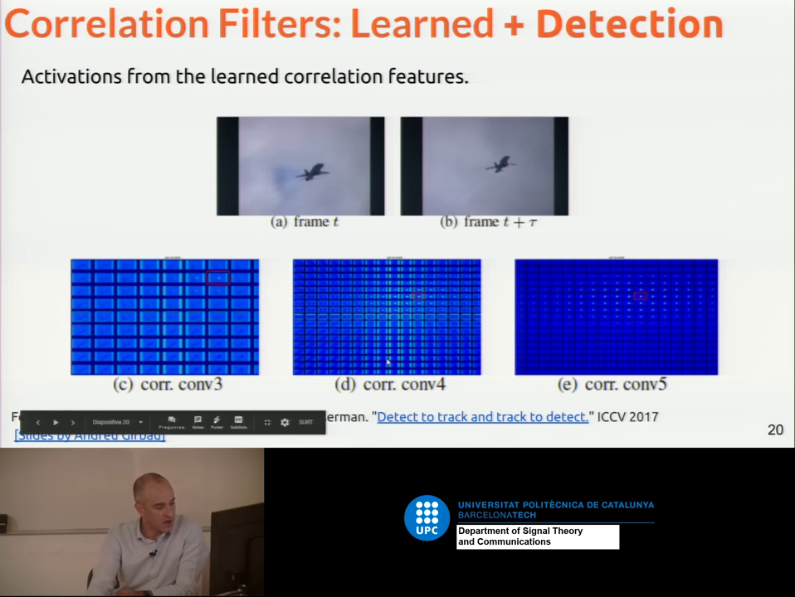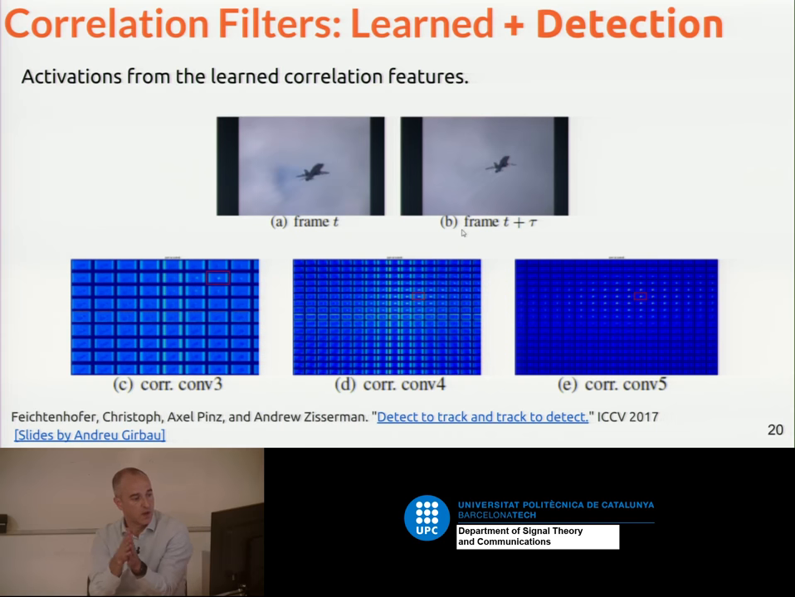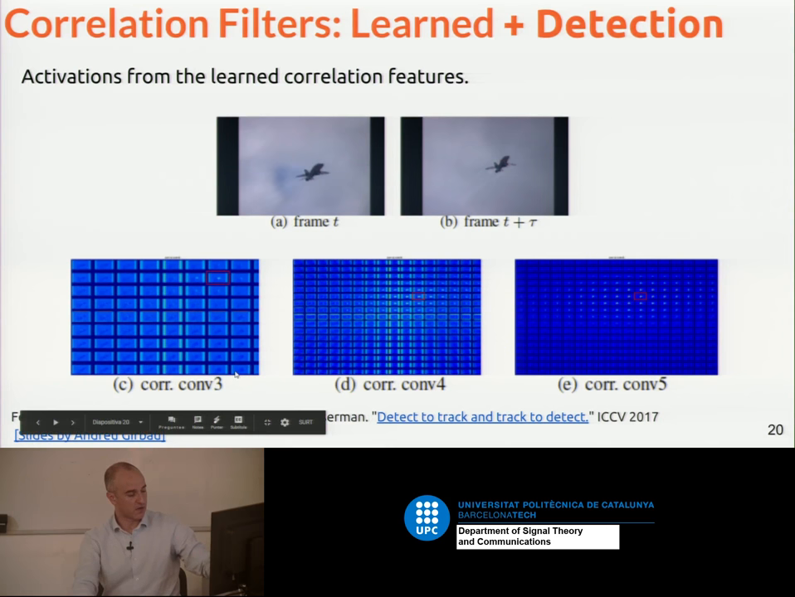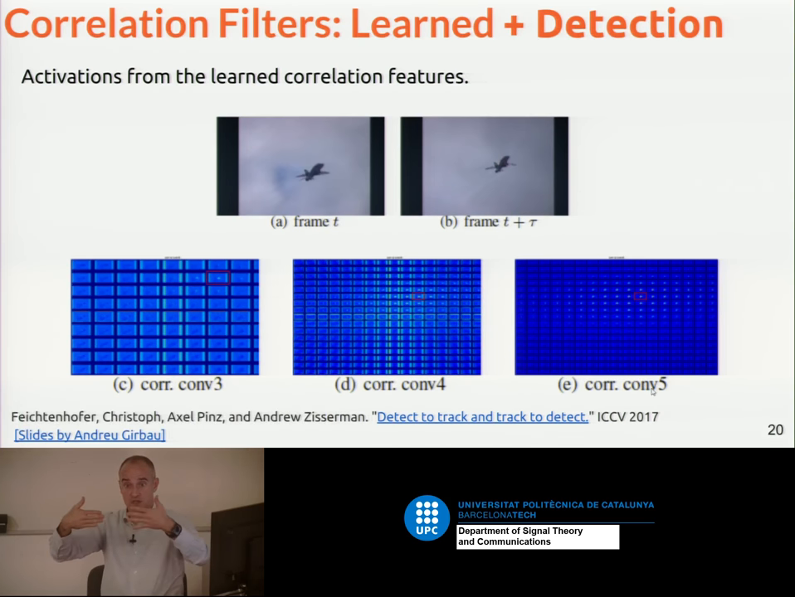So what you see over here are the correlations between the features at Conv3, Conv4, and Conv5 for these two frames separately. And basically, by looking at the correlations, you can localize. You're not doing correlation of RGB against RGB, but between Conv3 activations, Conv4 activations, or Conv5 activations, and you find the highest responses where these features match the most, and that helps you in detecting the object in the future frame.